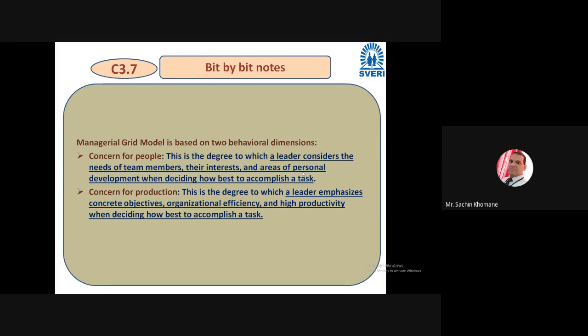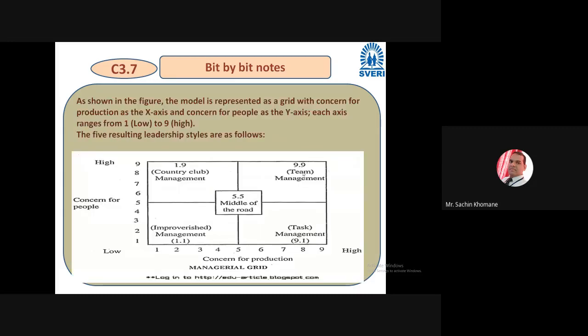म्हणजे प्रोडक्शनच्या संबंधातल्या ज्या काही गोष्टी आहेत, so that the manager has to emphasize, that is nothing but his concern for production. So I hope you got these two terminologies, concern for people and concern for production. So if you understand this, then definitely you can understand this diagram.